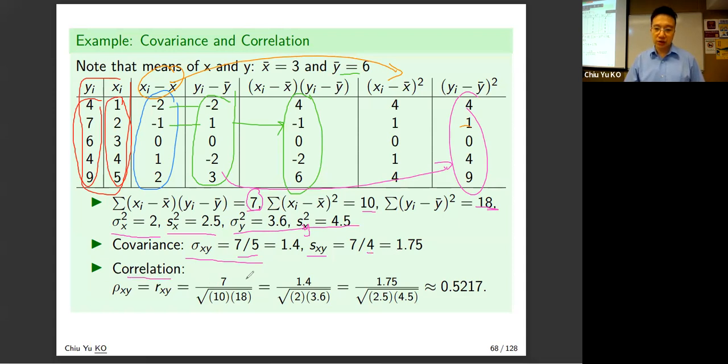And the correlation will be the covariance over the product of the variances, taking a square root. So 2 is here, 3.6 is here. And it doesn't matter whether you use the sample version or the population version. Same thing. The n or n-1 cancels out. Same. And don't worry about the calculation.